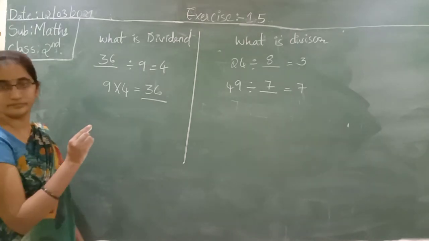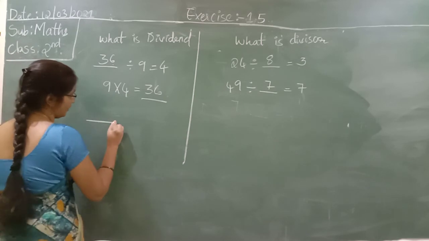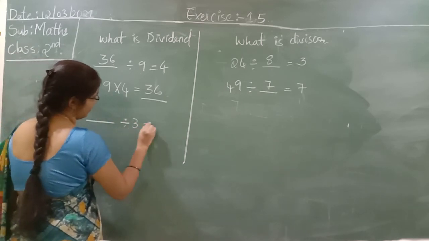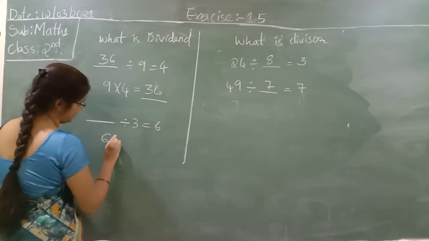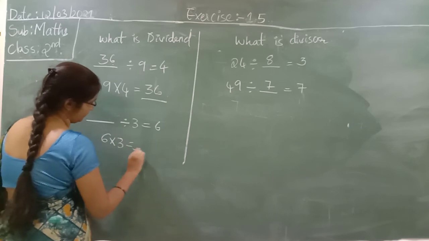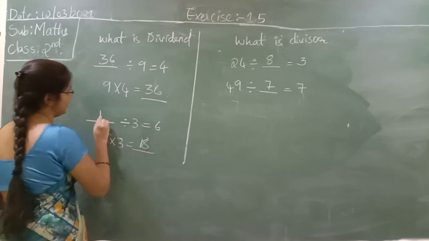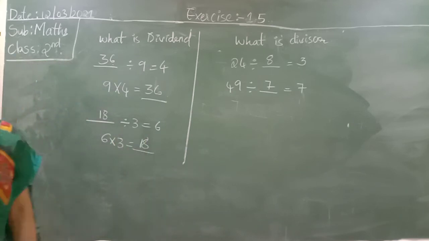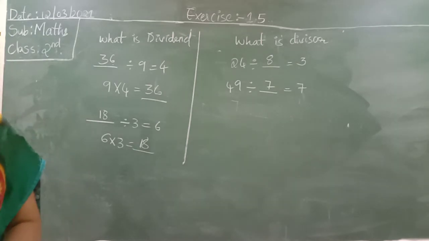Next. Dash divided by 3 equals 6. That is 6 into 3 equals 18. Okay. Same like that, complete all the problems in exercises 2.4 and 2.5.